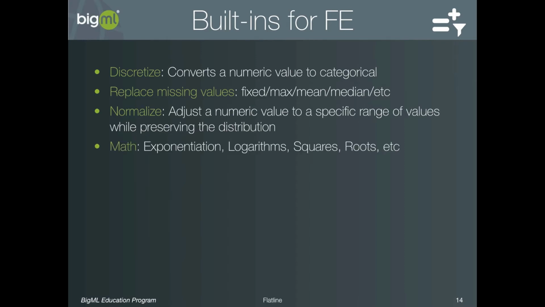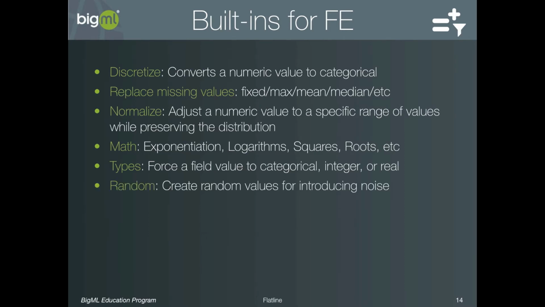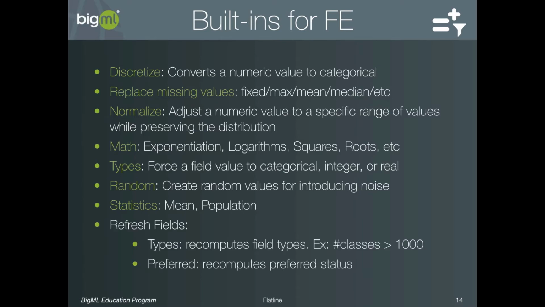There are several built-in mathematical functions, for example, exponentiation, logarithms, squares, roots, etc. It is also possible to force a field type to become a categorical, integer, or real valued number. If you would like to introduce some noise into your dataset, this can be achieved with the random function. And there are several options for creating a new field based on the statistics of an existing field. And finally, we have the same options for forcing the refresh of field types and preferred status.